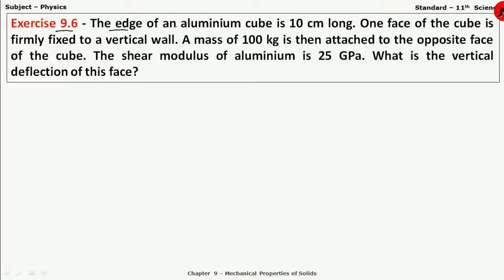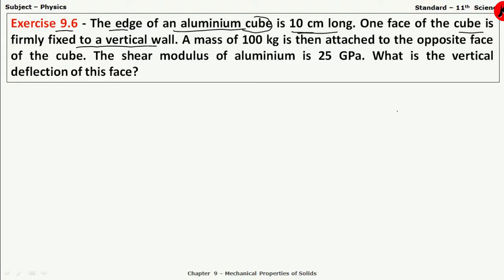The edge of an aluminium cube is 10 centimeter long. One face of the cube is firmly fixed to a vertical wall. So first of all, what do we have? We have one aluminium cube having a side of 10 centimeter, and one of the faces of the cube is firmly fixed to a vertical wall. So first of all, let us draw the conditions.